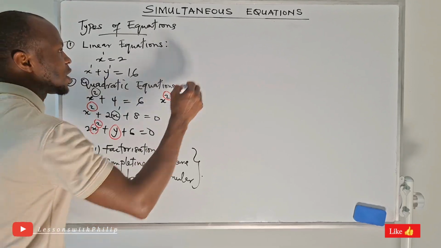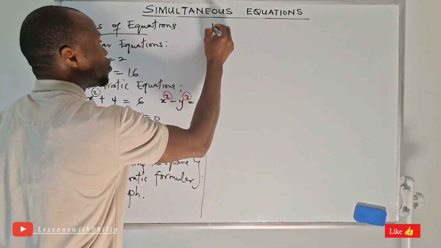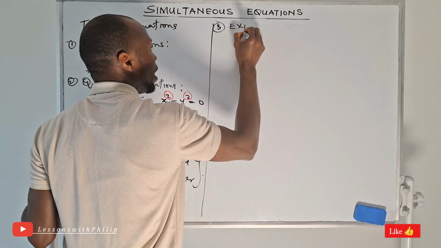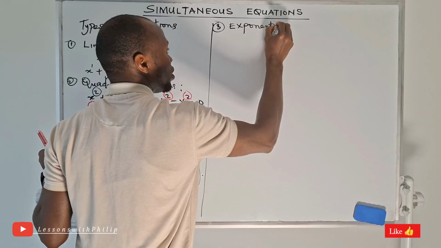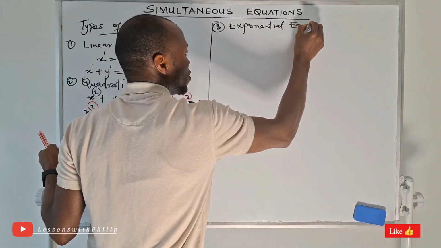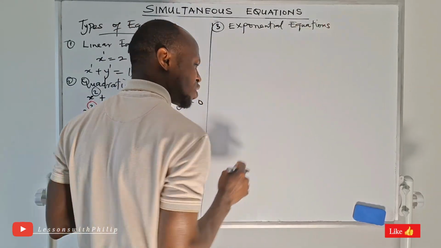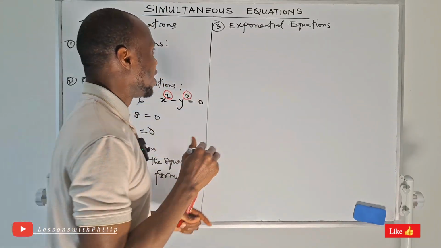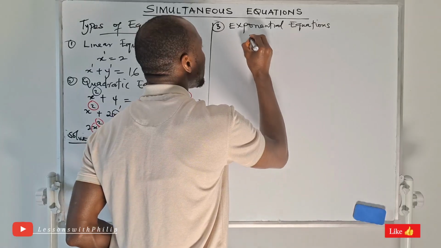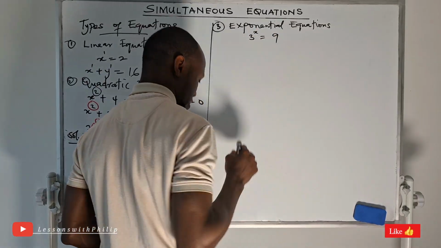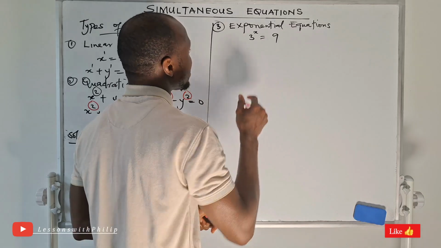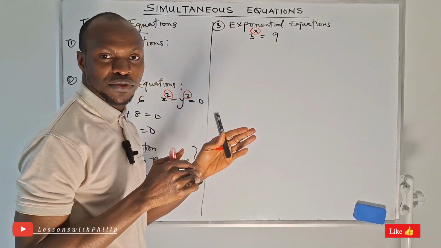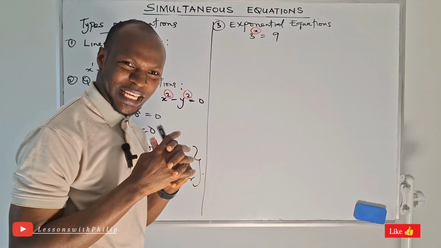Okay? Now, let's go to another type of equation. Number 3 is what we call exponential equations. Exponential equations are equations whereby the variable is an exponent. For example, if I have 3 raised to power x equals 9, you see my variable, x, is my exponent, is a power. Such equations are known as exponential equations.